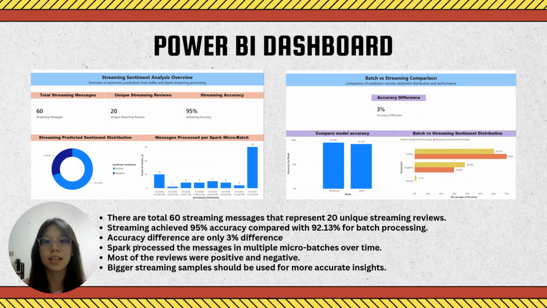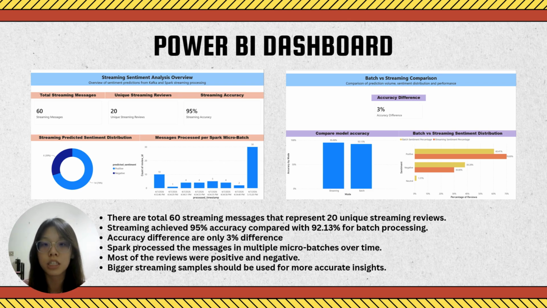Now in this slide, the first dashboard summarizes the streaming analysis using Power BI, and the second one is the comparison between streaming and batch processing. The streaming accuracy was about 95% compared to batch processing, which is 92.13%. So there's only about a 3% difference between them. Both produce mainly positive sentiment, based on the orange-yellow column chart at the right side.